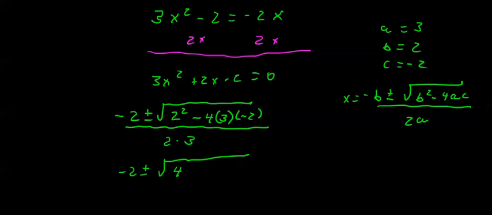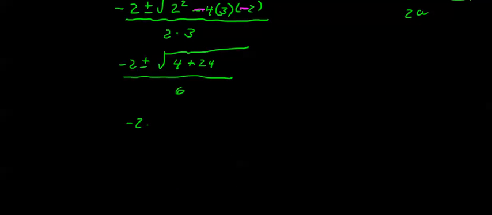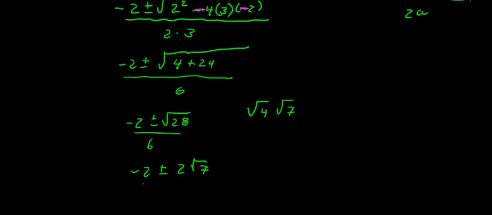If you look right here, minus a minus is going to end up being positive. So it's 4 plus 24 over 6, or negative 2 plus or minus square root of 28 over 6, or negative 2 plus or minus, remember, square root of 4, square root of 7, 2 square root of 7, all over 6. And since I can divide 2, 2, and 6 by 2, my final answer, negative 1 plus or minus the square root of 7 all over 3.